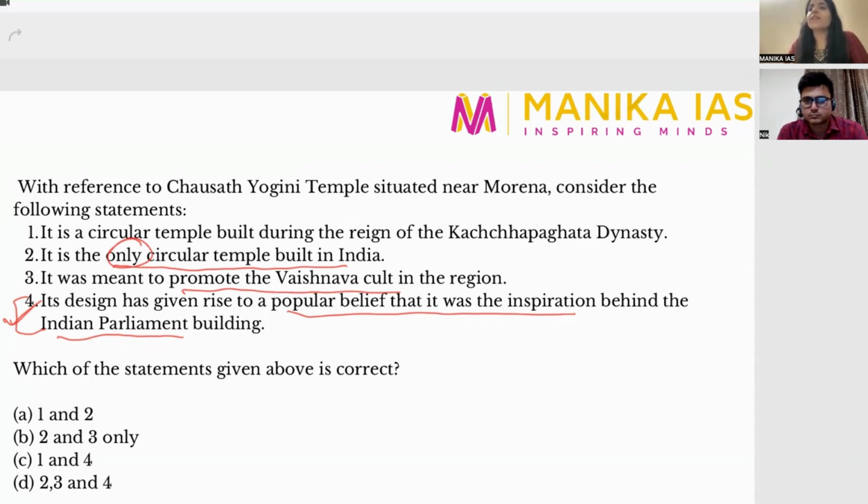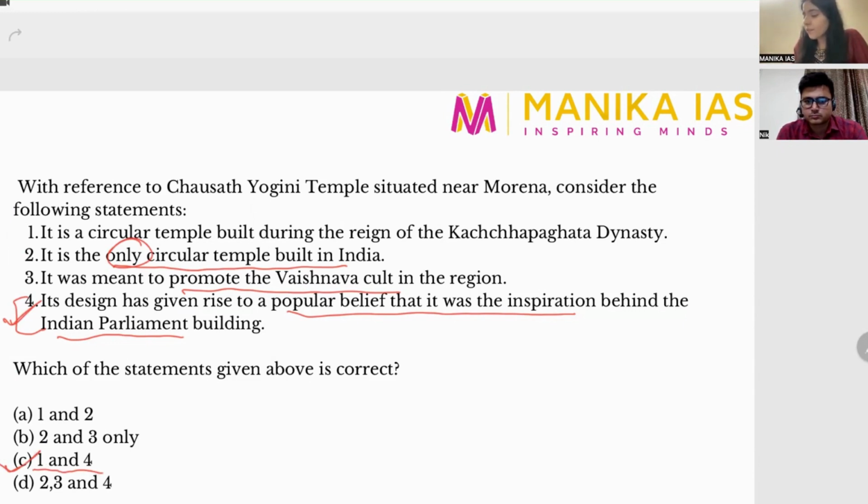Until the time you are pretty sure the statement is correct because you have read it somewhere, you have seen it, you know it, till then you need to believe that this statement is incorrect. So if you eliminate the second option, you are left with only C, which is 1 and 4. So the answer is 1 and 4.